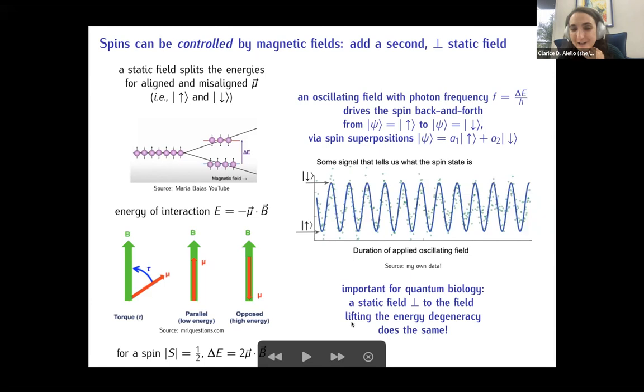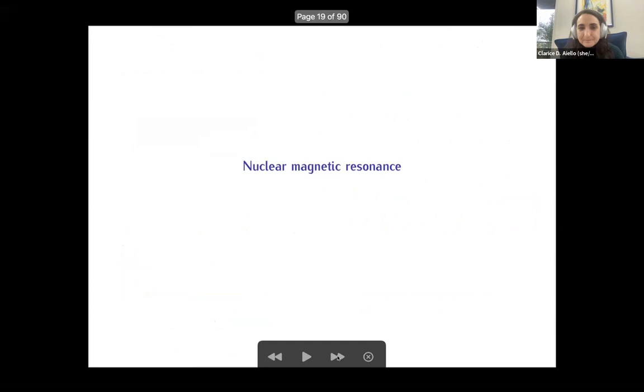So that's the important part of this discussion for quantum biology. We don't need any fields with frequency. A second static field can do sort of the same. It's another knob to control those spin states, putatively or potentially even in nature, definitely even in chemistry.